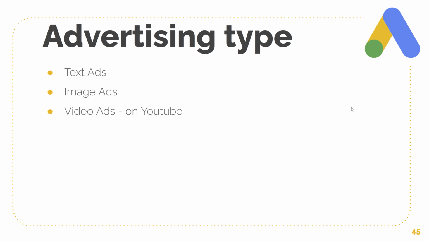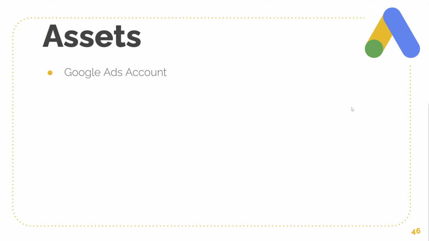Advertising types are mostly text ads, but you can also use image ads and video ads on YouTube. As for your assets, the only asset that you need to start advertising on Google is Google Ads account.